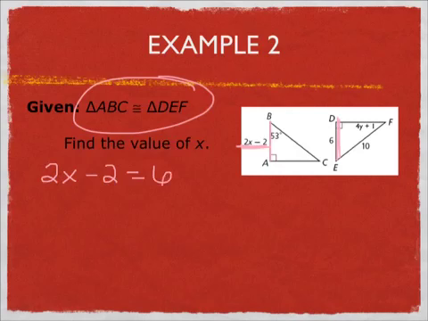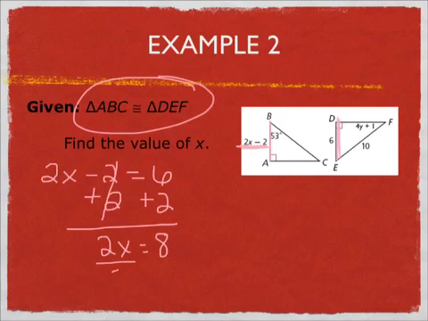And then let's solve it. What do I do to solve it? Oh, I'm sorry. It is going to be 4. So plus 2 on each side. So 2x equals 8. Divide by 2. X equals 4.